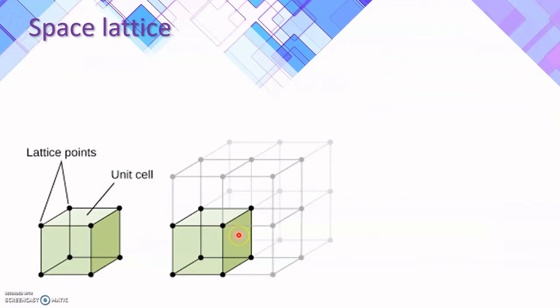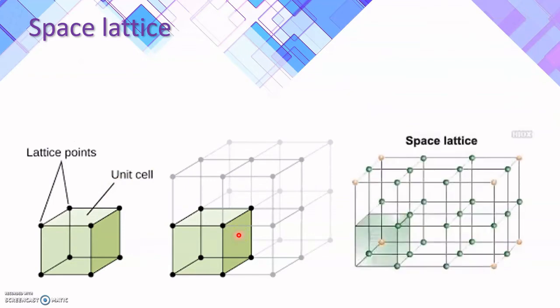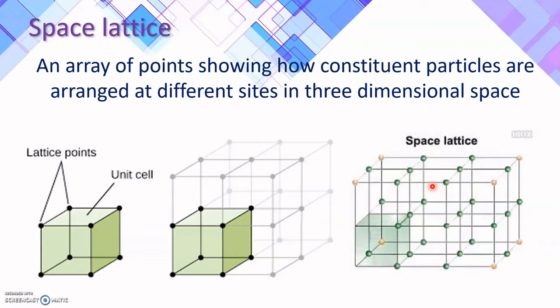When a unit cell is arranged in 3 dimensions, we will get the complete crystal structure called the space lattice or the crystal lattice. The space lattice is an array of points showing how the constituent particles are arranged at different sites in 3-dimensional space.